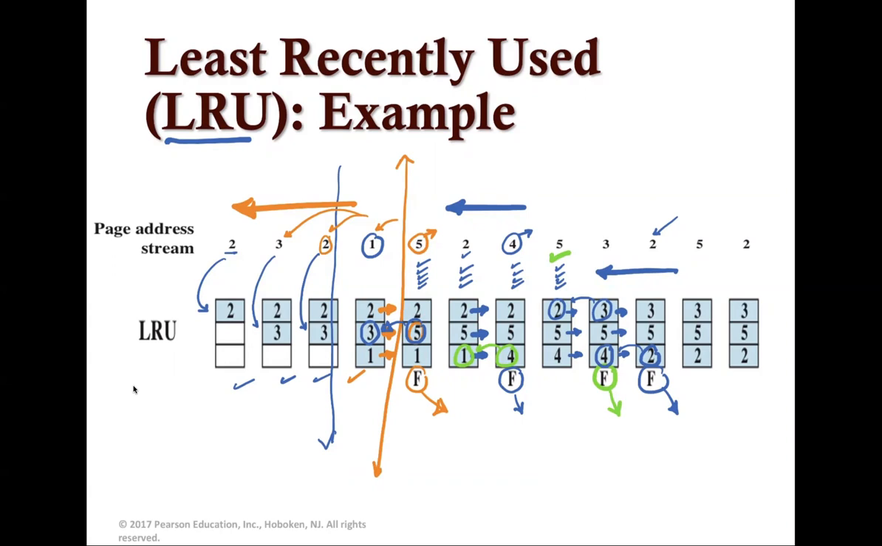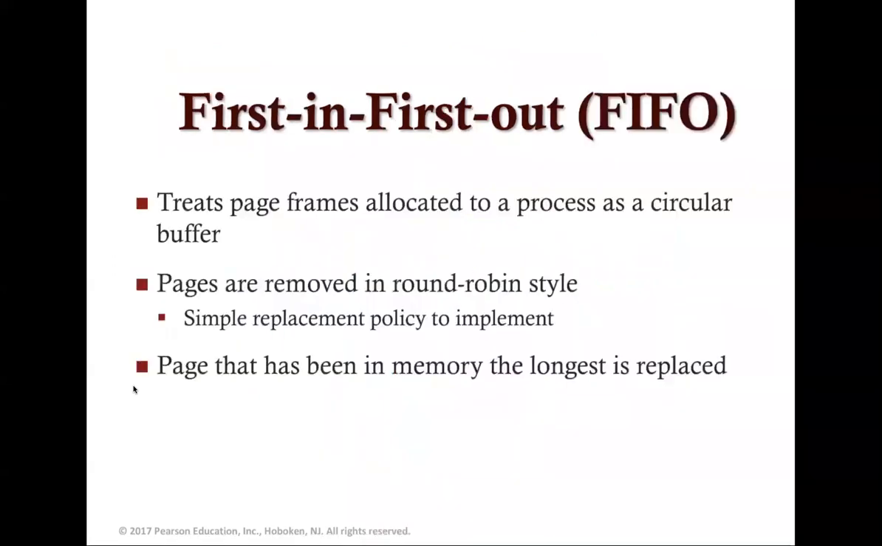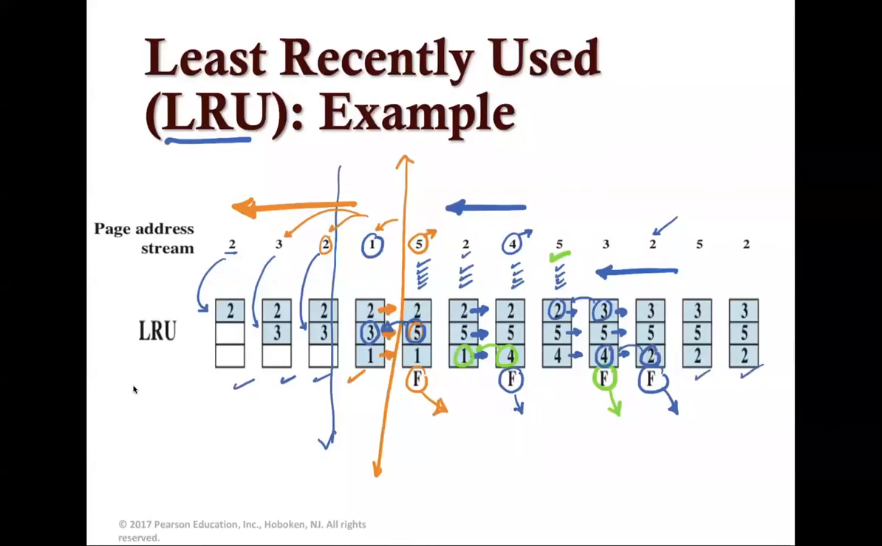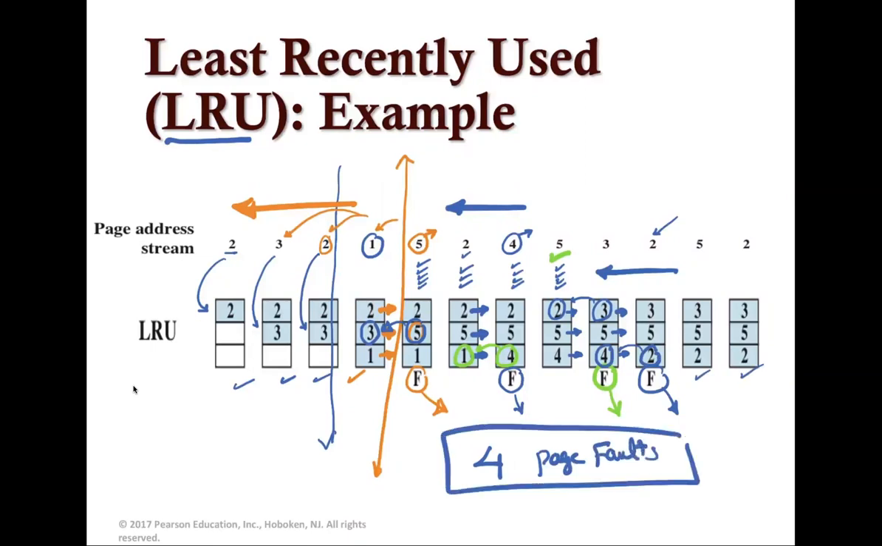And then when 5 arrives, we're good. It's in the main memory. 2 arrives, it's good. It's in the main memory. So if you look at this, we now have 4 page faults as compared to the optimum strategy. So far we can say that the optimal strategy is preferable.